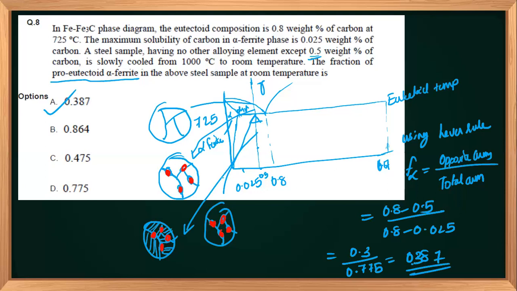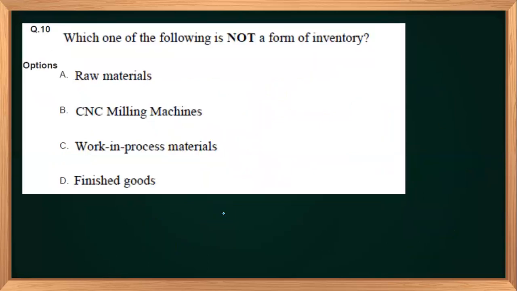So this was a simple problem from the iron carbide diagram. We can use the lever rule to find this out. I hope most of you will be able to get this question correct. If you are convinced, we can go to the next problem.